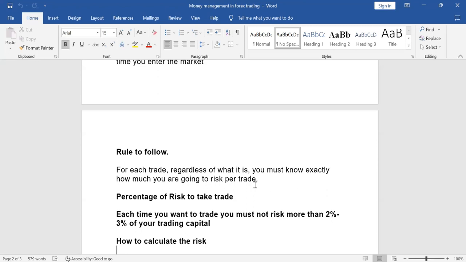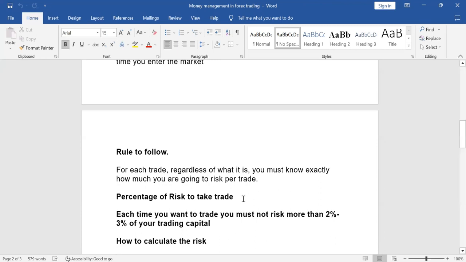So now the rules to follow, let me just give us. Anytime I want to enter a trade, the rule to follow is that for each trade, regardless of what it is, you must know exactly how much you are going to risk per trade. Percentage of risk to take per trade. Each time you want to trade, you must not risk more than 2 to 3% of your trading capital.